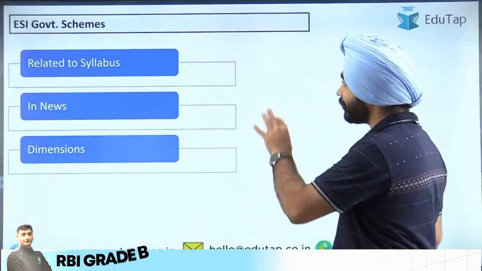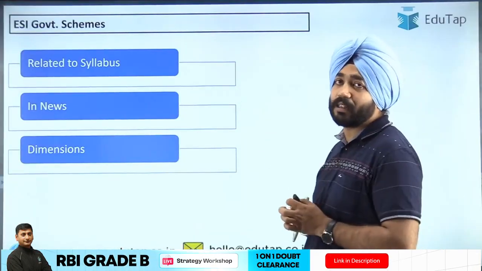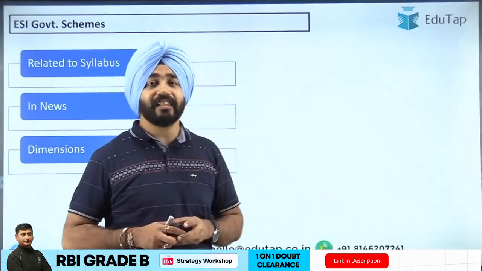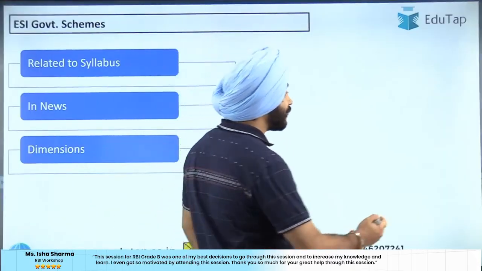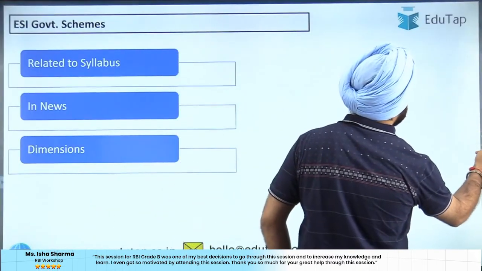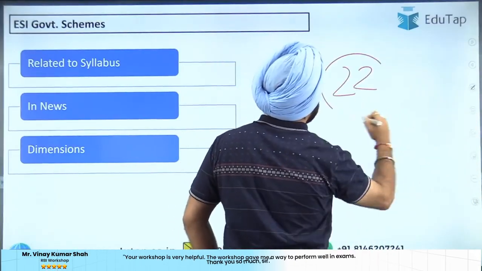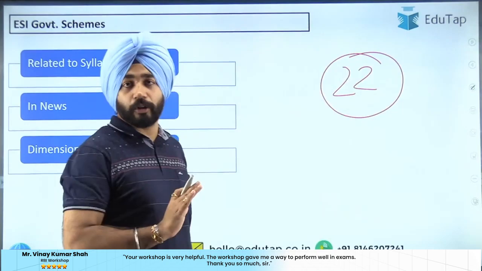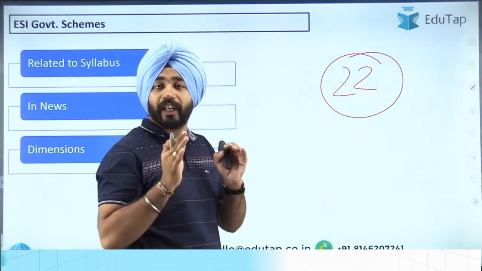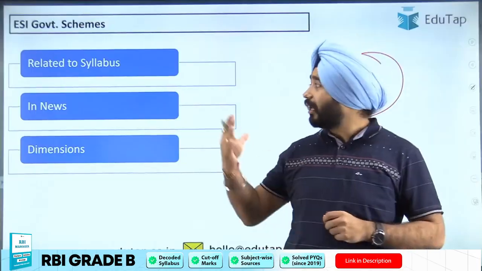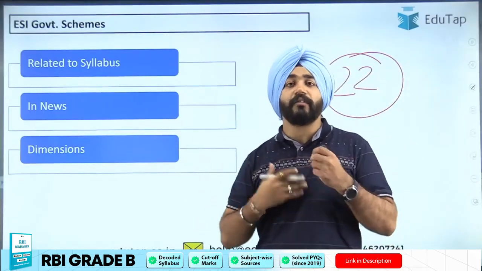Now guys, this was all about ESI government schemes. ठीक है, the 13 questions that were being asked from schemes. As I discussed, the total number of marks that has been asked basically from your schemes are, so 22 marks of the paper was from your schemes, which means around 40% of your paper is basically catering from the schemes. ठीक है.